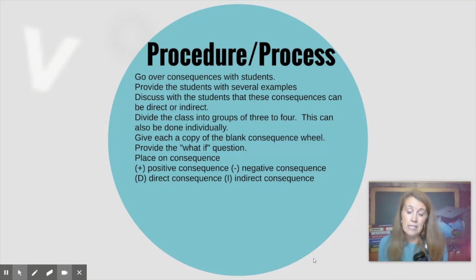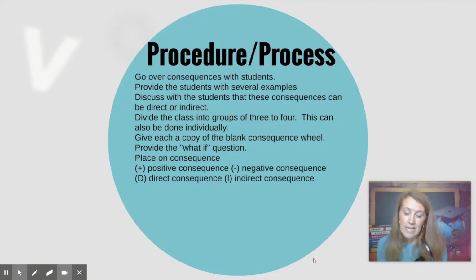Then you'll divide the class into groups of 3 or 4 students. This lesson can also be done individually. I know a lot of times there are students in the class that do not like to work together, so it's okay to do it individually. You want to give them a copy of a blank consequence wheel, and then you will provide them with a what if question.